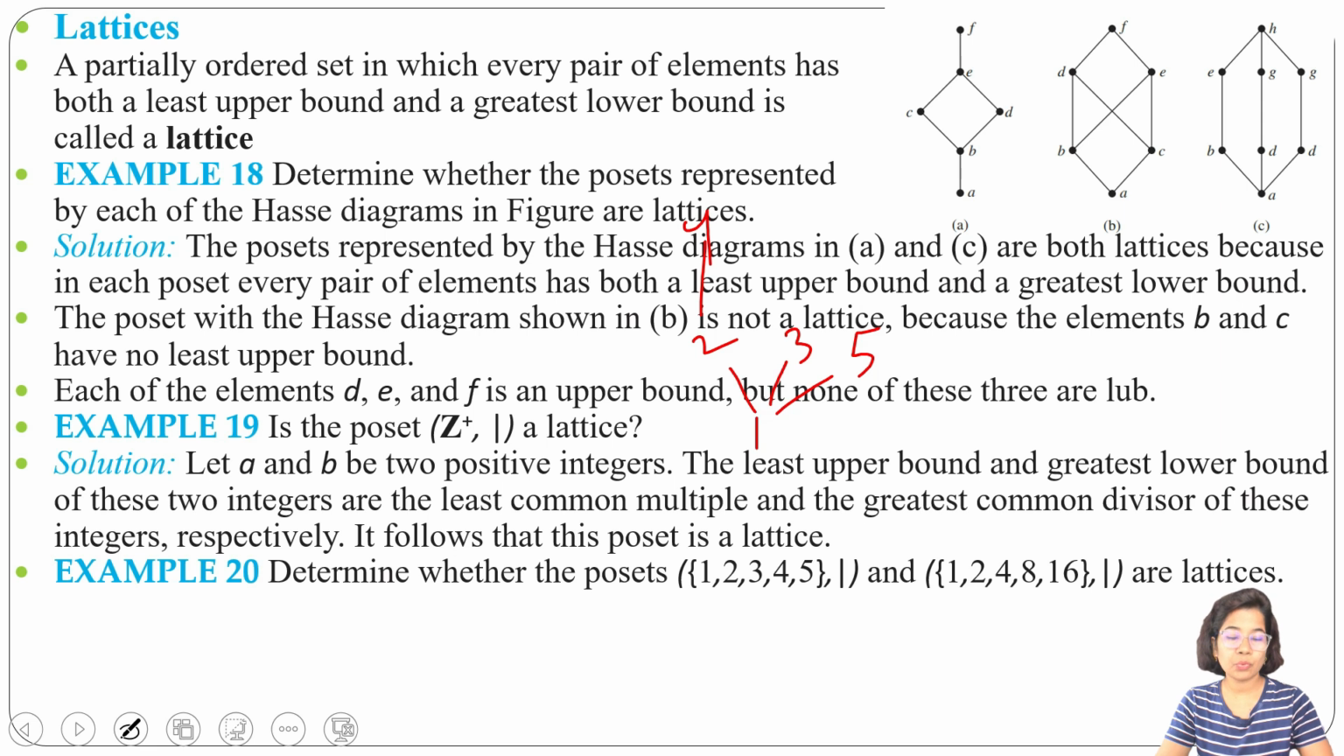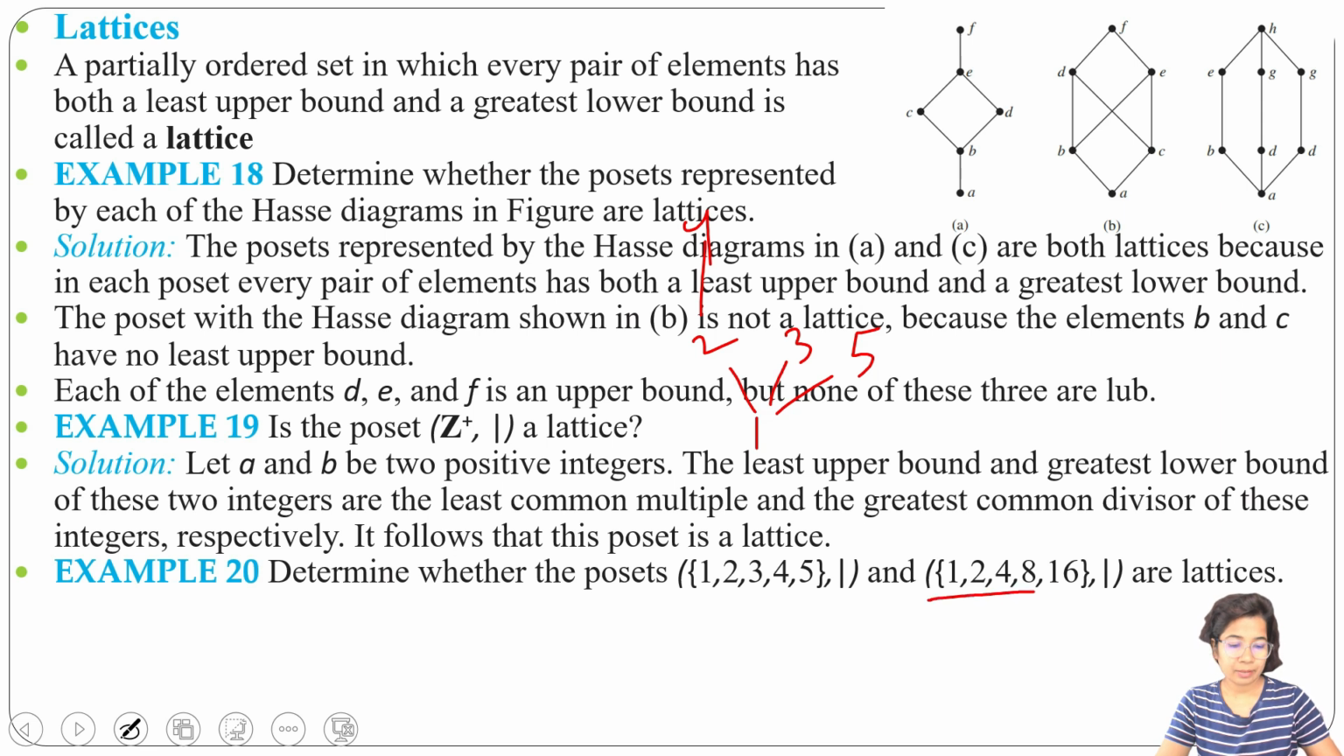Now for 2 and 3, we cannot find the least upper bound. The greatest lower bound is 1, but we cannot find the least upper bound. Even for 3 and 5, we cannot find the least upper bound. Hence, it's not a lattice.